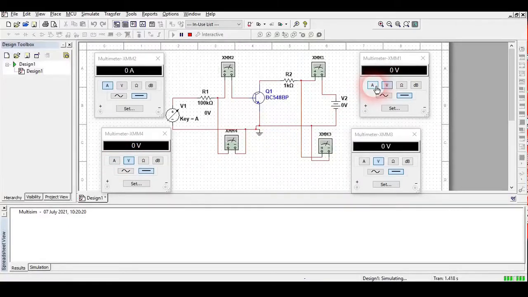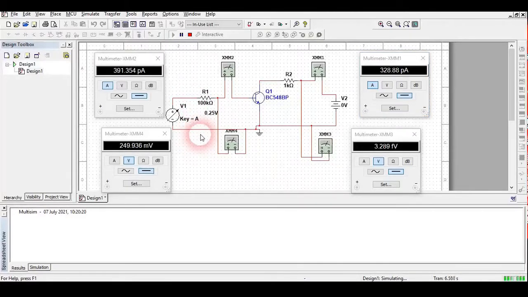Okay, just see here. This should be on A, so that this could act as my ammeter. Both upper ends are the ammeter, and the lower ends are for voltage. Now I am going to increase the value of voltage here.